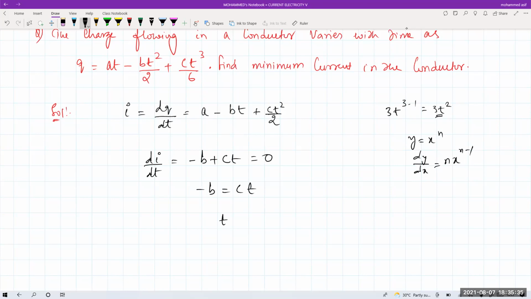That means minus b will be equal to c into t. So at what time will it become zero? t is equal to b by c. Here also a minus comes, minus minus cancels. So t is equal to b by c.